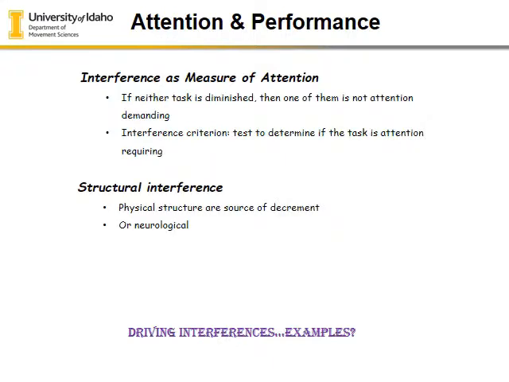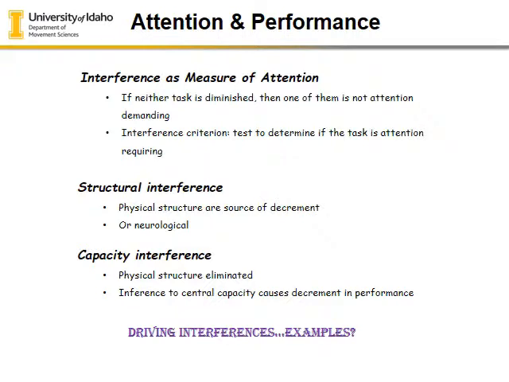So structural interference is a physical structure as a source of decrement, or neurological. So there's some sort of physical or neurological structure that's causing the interference. And then you have capacity interference, and that is not related to the physical structure, but it's more about the central capacity being overreached or approached, so therefore you have that decrement in performance.